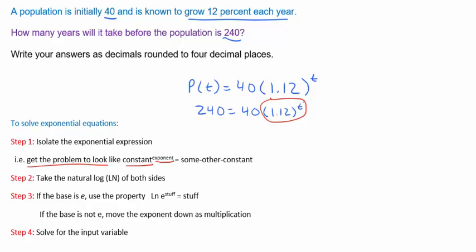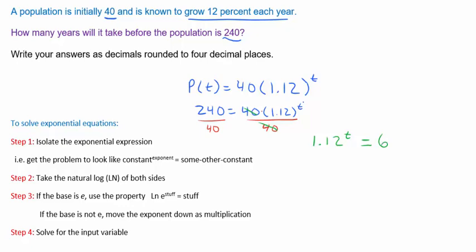Right now I don't have that. I have a constant raised to an exponent times a number equals some other constant. So I will need to take the 40 to the other side. Since the 40 is being multiplied, I will divide both sides by 40. Since 240 divided by 40 is simply 6, I'll simplify my equation by arguing that 40 divided by 40 is 1, so this simplifies out, leaving me with 1.12 to the t. And then what used to be on the left side of the equation, I'm going to move to the right. This was the number 6.